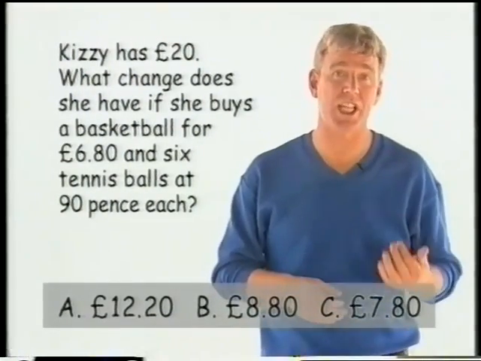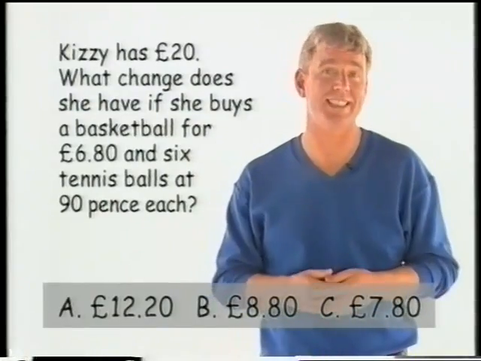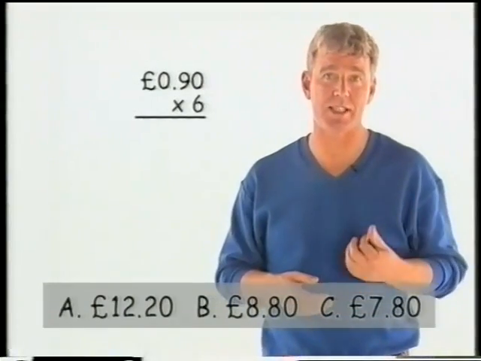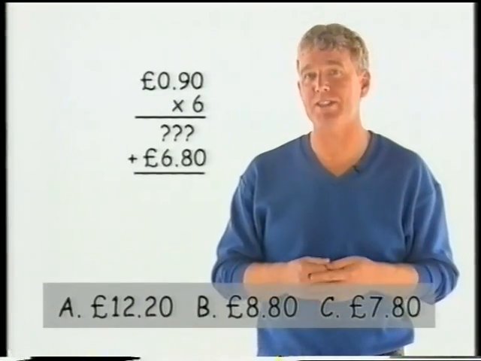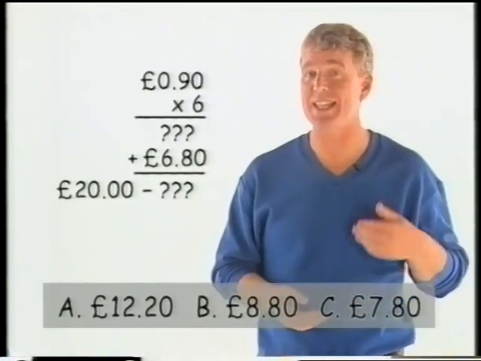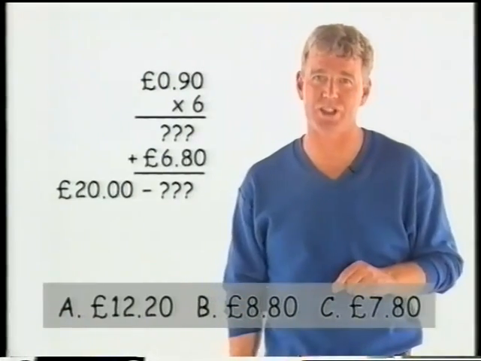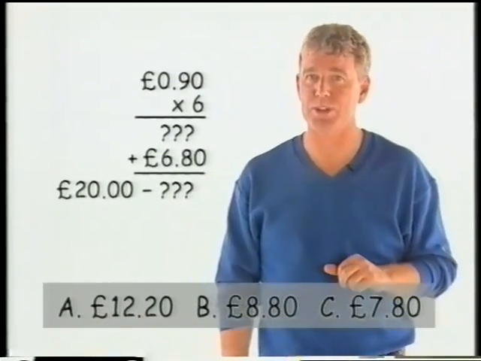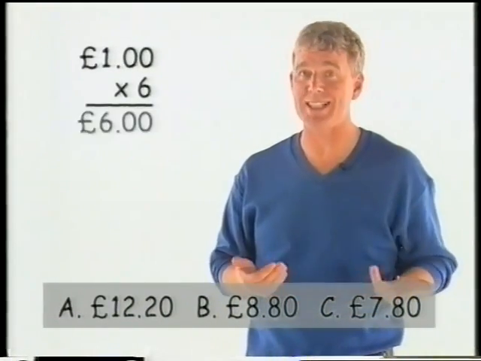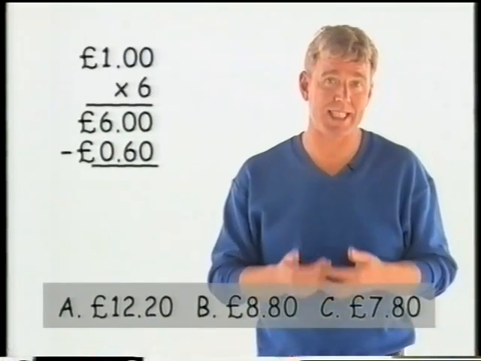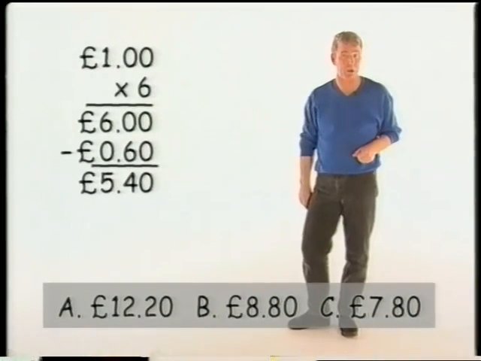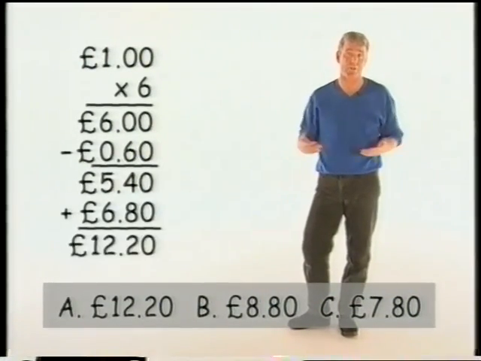The question asks for the change from £20 for a basketball and 6 tennis balls. First, we can work out how much we spend, which is 6 times 90p for the tennis balls plus £6.80 for the basketball. We need to add these together to get the total amount spent, and then take that away from £20 to get the answer. Let's do the maths. Tennis balls first. 6 times 90p. Well, if we call it 6 times £1, that's £6. Then take off 6 times 10p, 60p, to give £5.40. Add the cost of the basketball, which is £6.80, and you get £12.20.